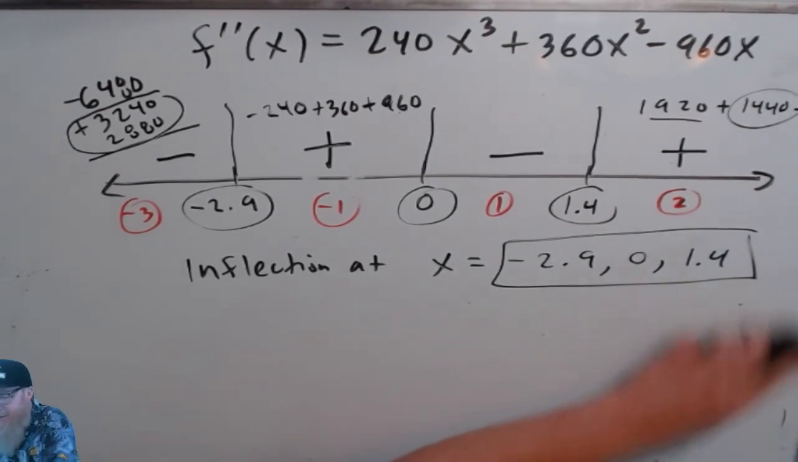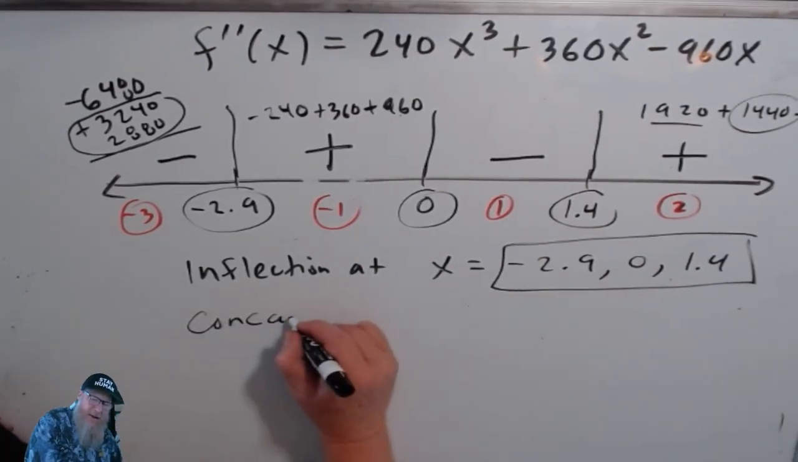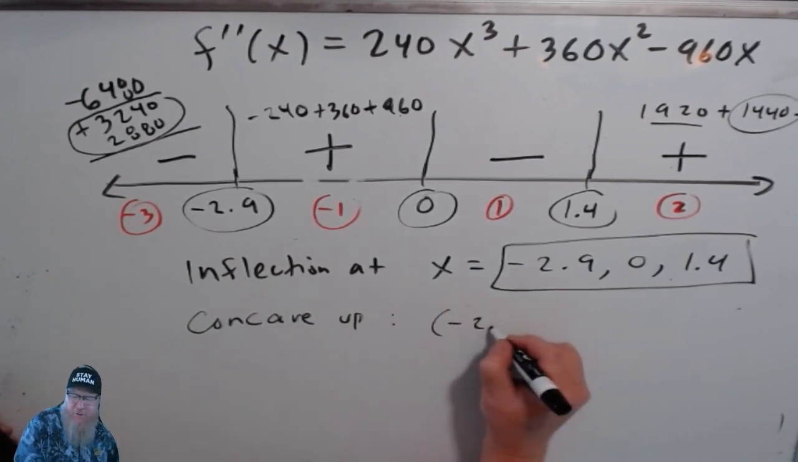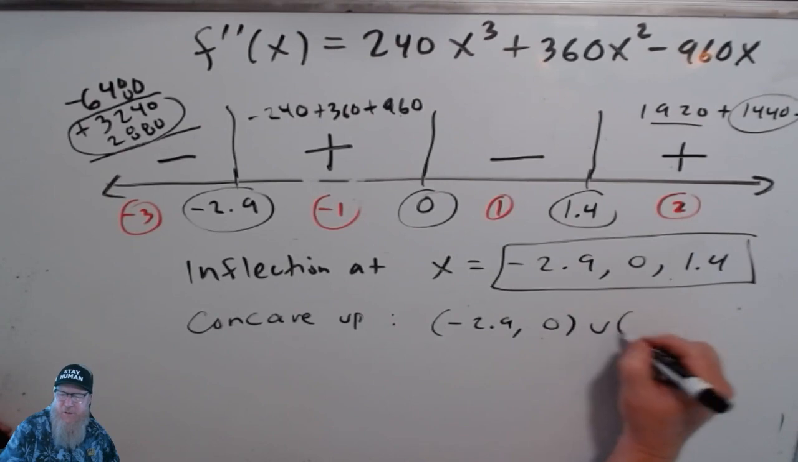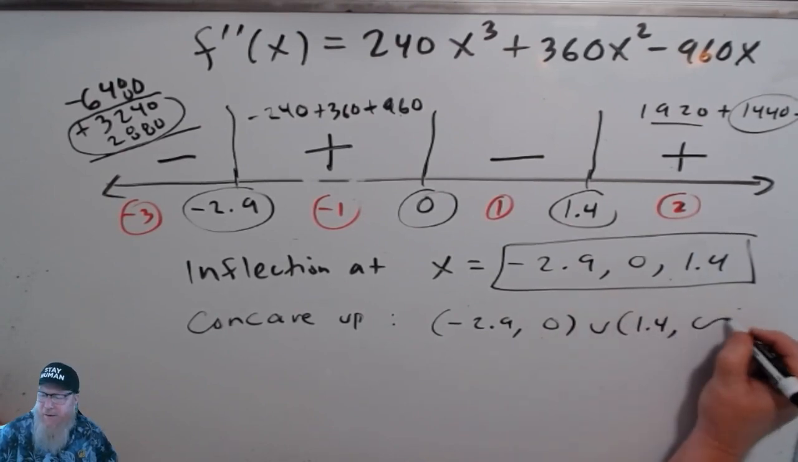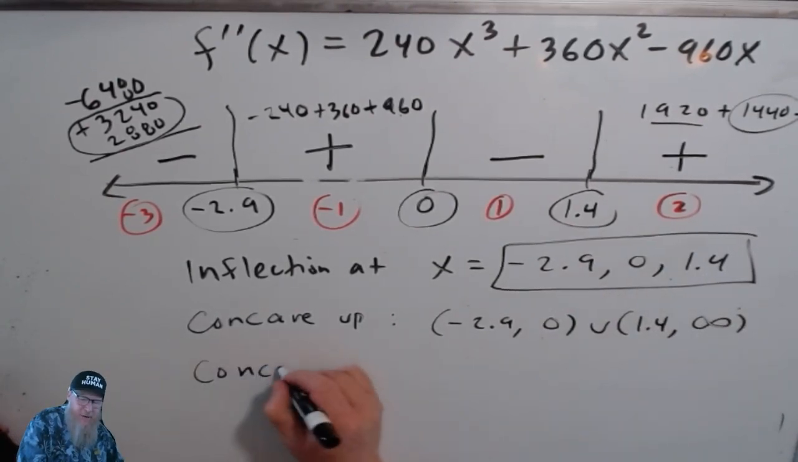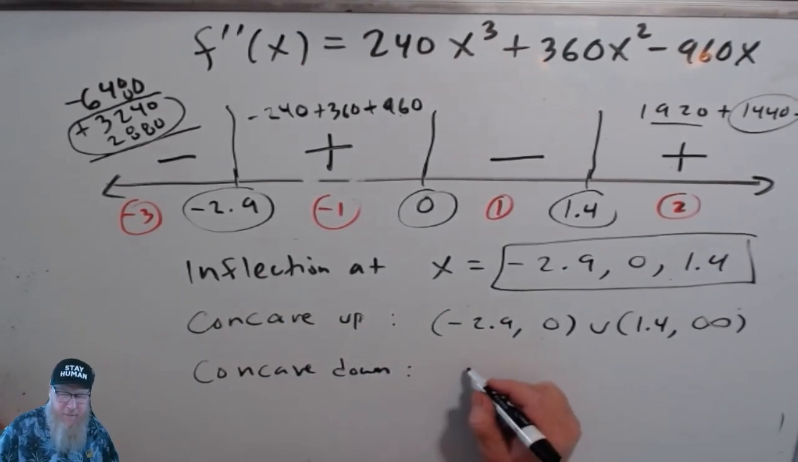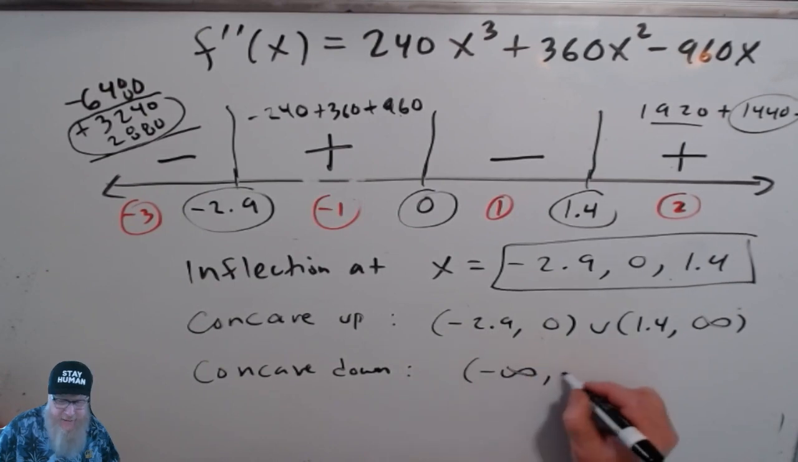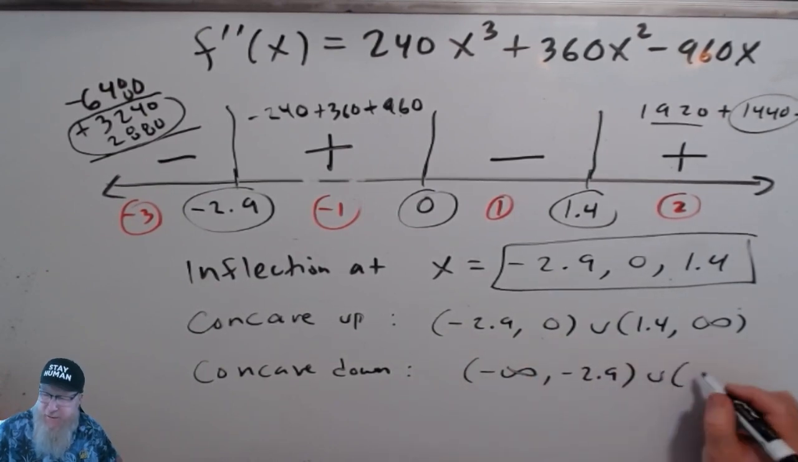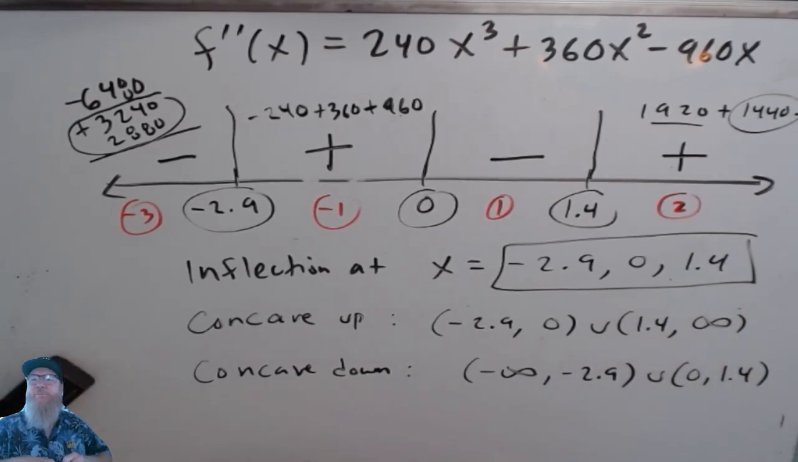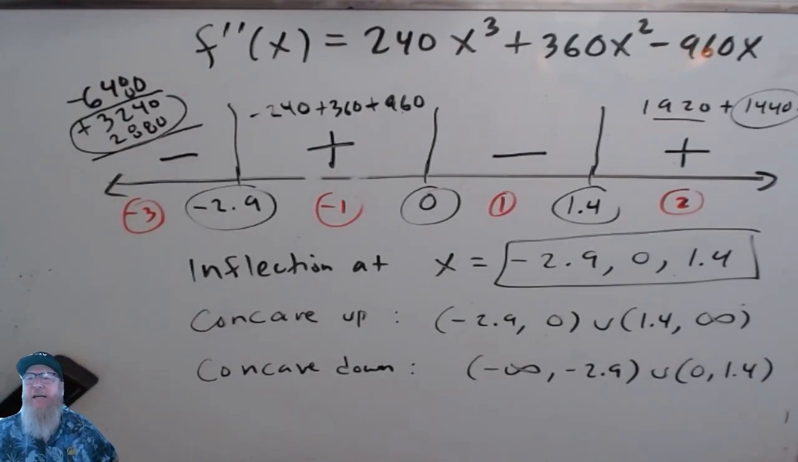All right, and then the concavity: concave up, negative 2.9 to 0, union 1.4 to infinity. Concave down, negative infinity to negative 2.9, union 0 to 1.4. And that is the second derivative test exhaustively.